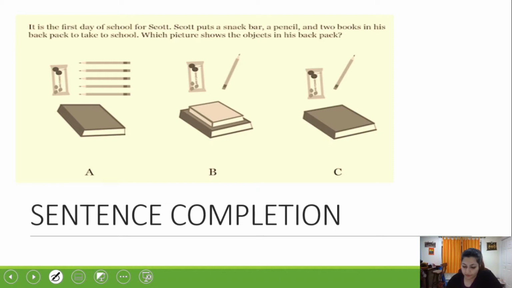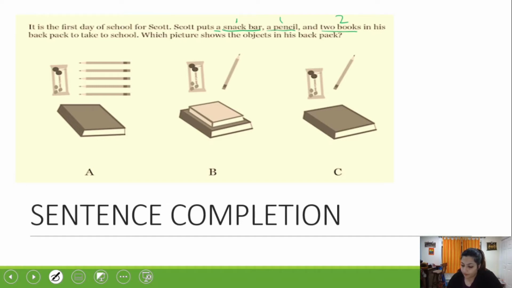Next is sentence completion. It is the first day of school for Scott. Scott puts a snack bar, a pencil, and two books in his backpack to take to school. Which picture shows the objects in his backpack? The simplest way, of course, is auditory skill development. The simplest way is to underline: a snack bar, so one; a pencil, one; and two books. So we are expecting two, three, four items.